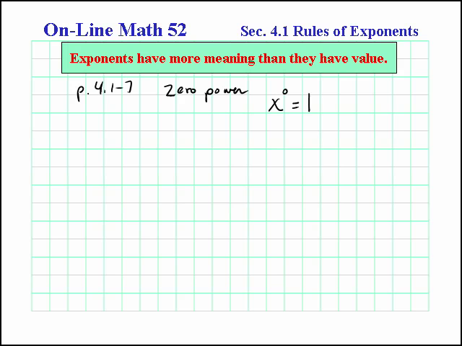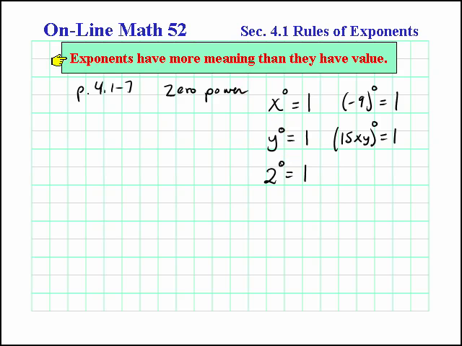X to the 0 power. Y to the 0 power equals 1. 2 to the 0 power equals 1. Negative 9 to the 0 power equals 1. 15xy, all raised to the 0 power, equals 1. It doesn't equal an exponent of 1. It doesn't equal x to the first power or y to the first, it equals the number 1.